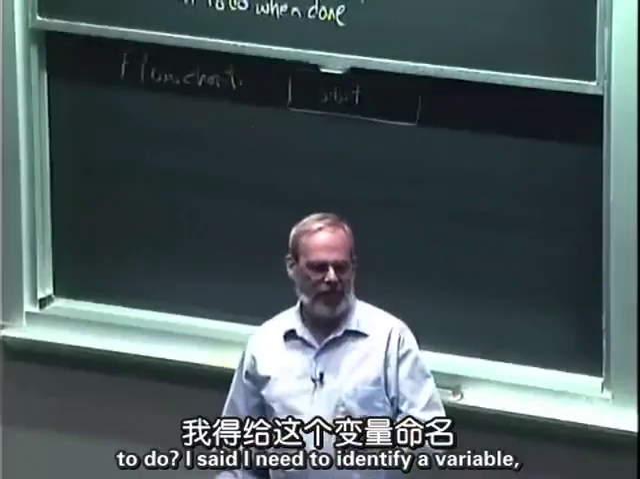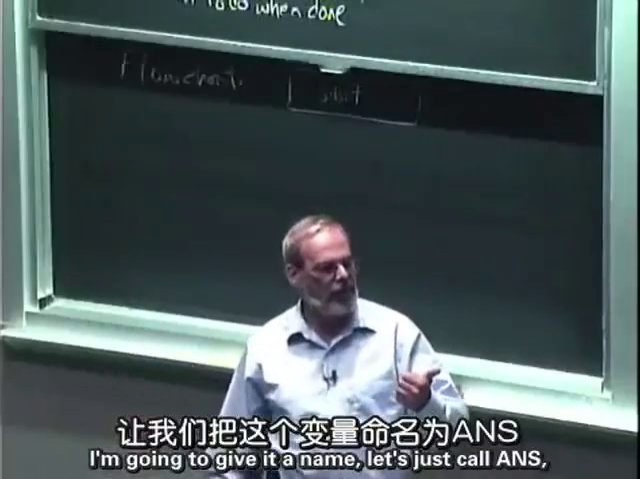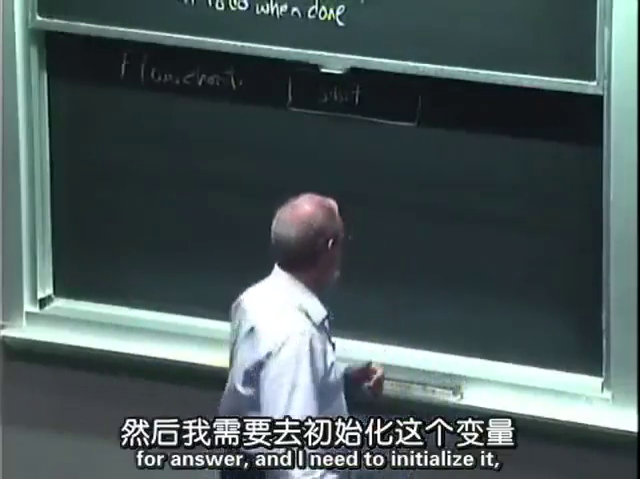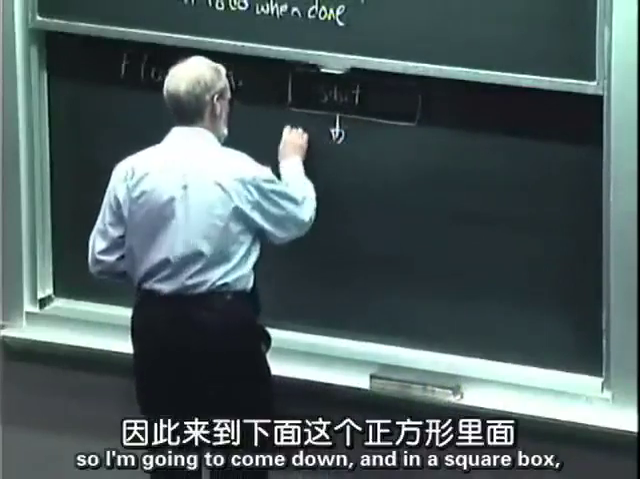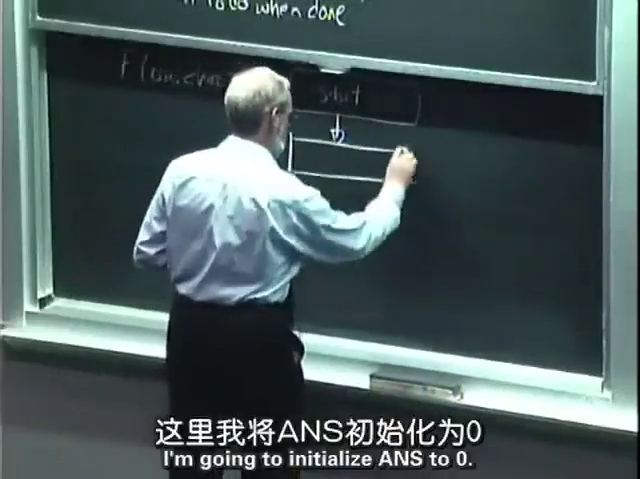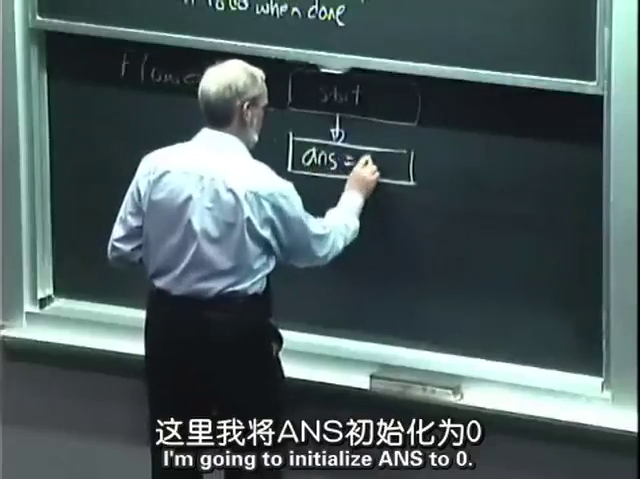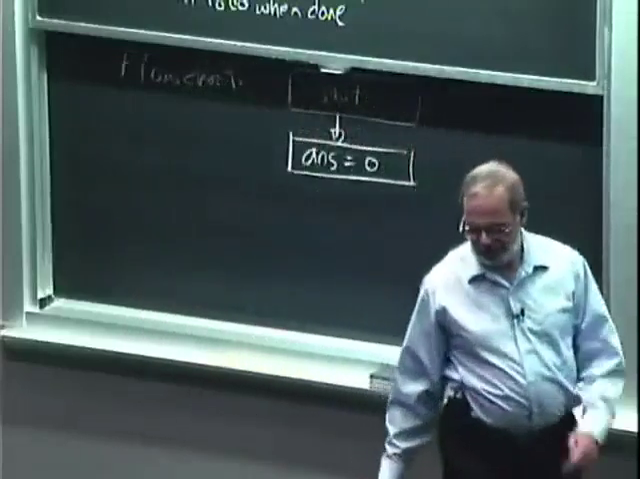And then what did I say to do? I said I need to identify a variable. I'm going to give it a name. Let's just call it ans for answer. And I need to initialize it. So I'm going to come down, and in a square box, I'm going to initialize answer to 0.